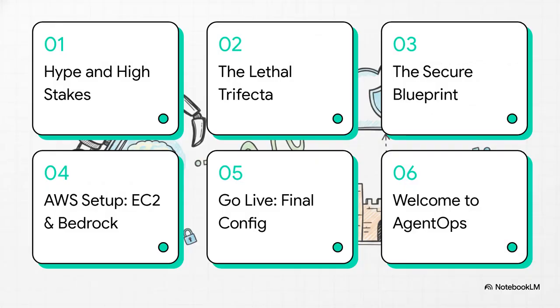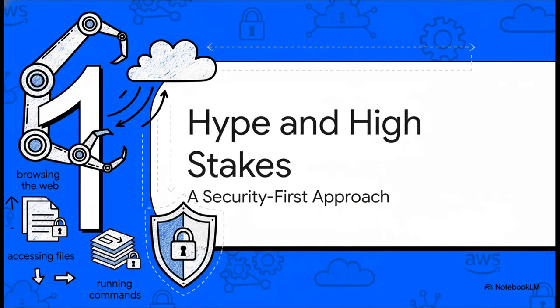Here's our roadmap for today. We'll kick things off with the hype and, more importantly, the risks. Then we'll get into the secure blueprint using Docker. After that, it's all hands-on with a step-by-step AWS setup using EC2 and Bedrock. We'll wrap up with the final configuration and then talk about a really important mindset shift called Agent Ops. Okay, let's just jump right in.